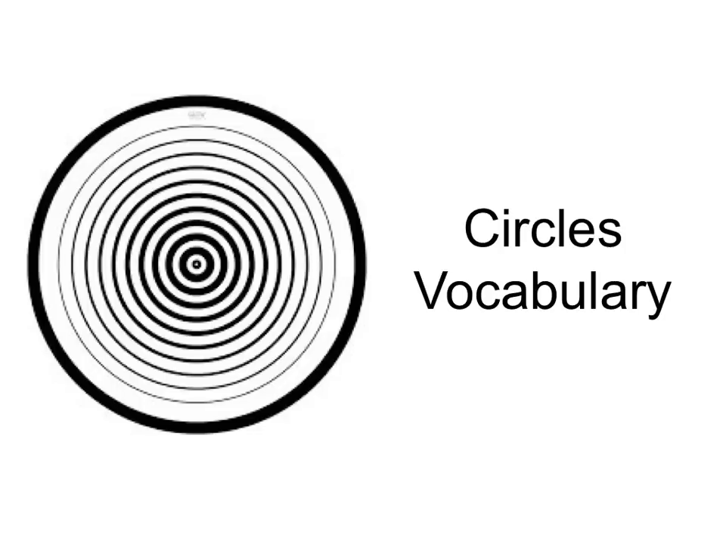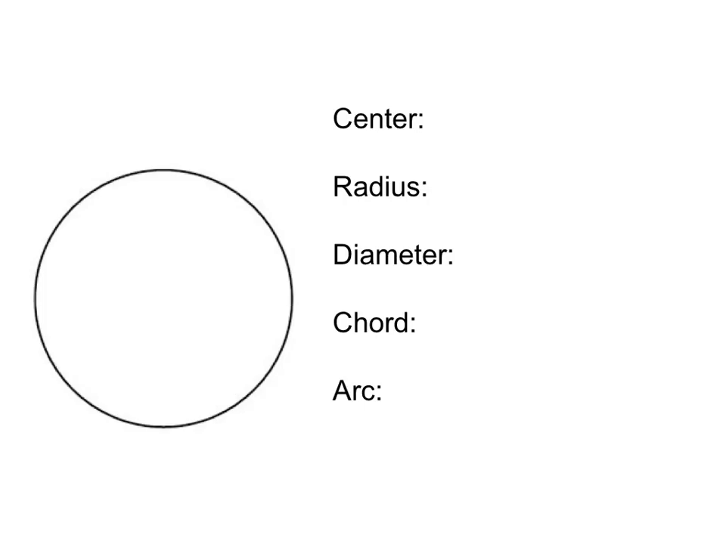In this video, we're going to learn some of the important vocabulary to know for our next unit about circles. Go ahead and draw a nice big circle in your notes and see if you can identify what any of these terms are. Center, radius, diameter, chord, and arc. If you already know any of them, go ahead and draw them in and label them on the big circle.